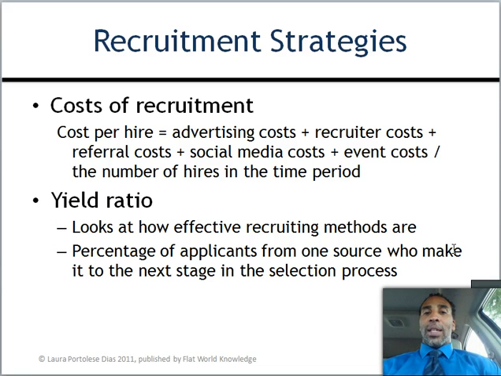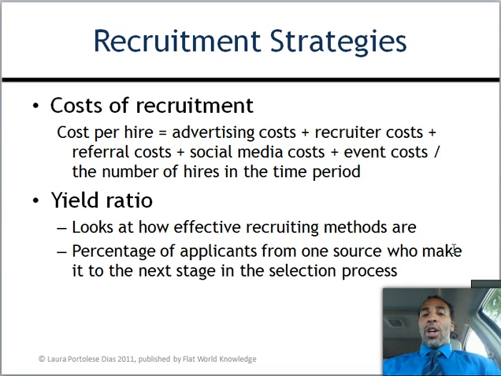You have to think about this, and this is a formula. It's always good to take out these mathematical formulas and say, hey, this is how we uncover what something truly costs. The cost of recruitment is cost per hire, which equals advertising costs plus recruiter costs plus referral costs plus social media costs plus event costs, divided by the number of hires in the time period. And that's going to give you your cost of recruitment.